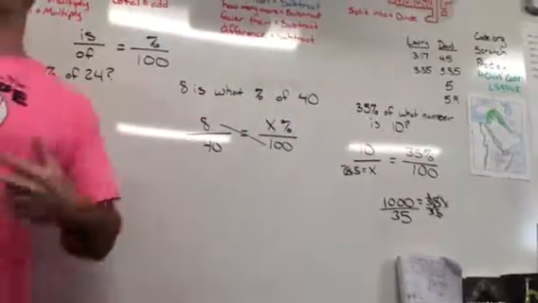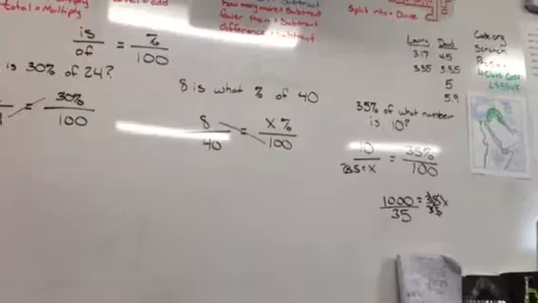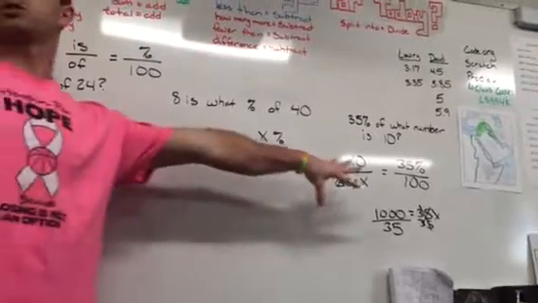So that is level 4. Finding percents of numbers. There are other ways to do it, but this is just one. This is how you would use a proportion to do it.